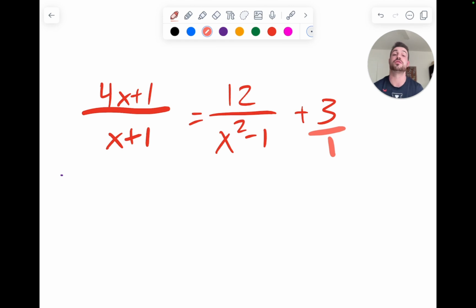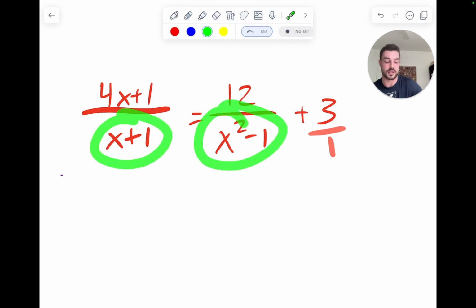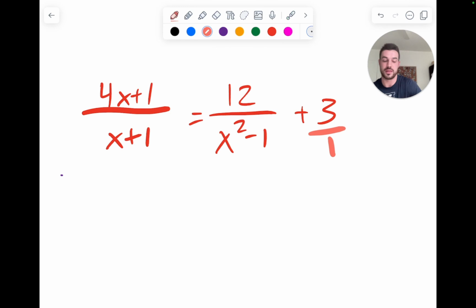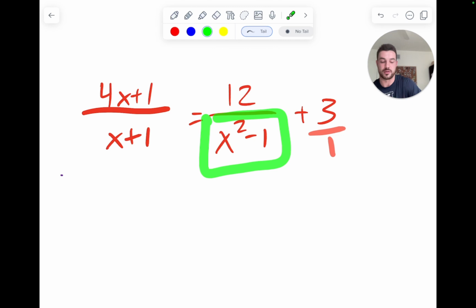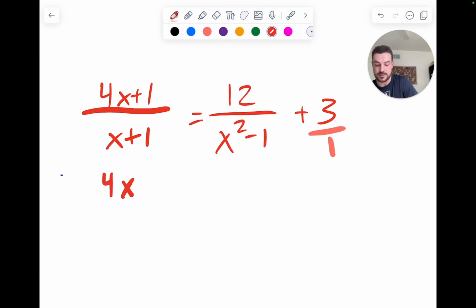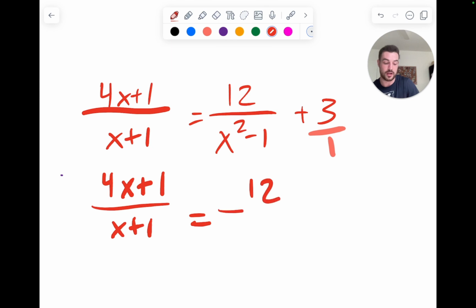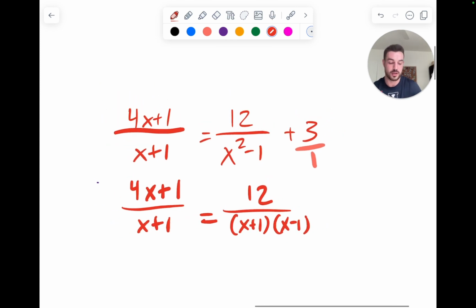So I need to think about the smallest value that each one of these is going to multiply into. The key here is factoring my denominator in the middle. So I can rewrite this on my left side as 4x plus 1 over x plus 1 equals 12 divided by, well, this is our difference of squares pattern, so it's going to be x plus 1 times x minus 1. And we are going to add it to 3 over 1.